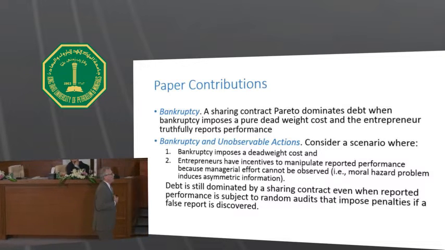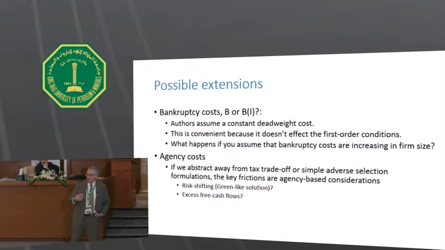All right, now I'm going to offer a few things I thought might be useful, possible extensions and how I might consider modeling this. And the first thing is that the bankruptcy cost is a deadweight cost. It's treated as a constant in the model. I really thought that it is probably a function of the underlying amount of investment, right?